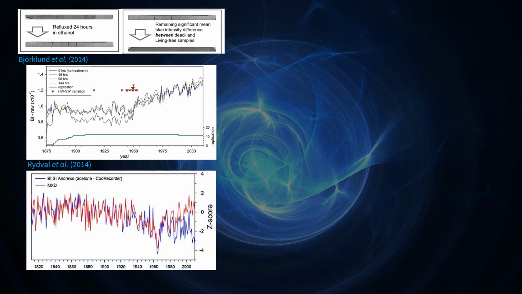And here's an example of that, where we have data from blue intensity and maximum latewood density data, which agree quite well for the most part, except in the recent period there's a divergence where the blue intensity values diverge from the latewood maximum density values. And that's related to the color bias in the blue intensity data.